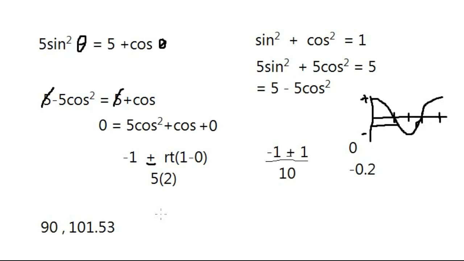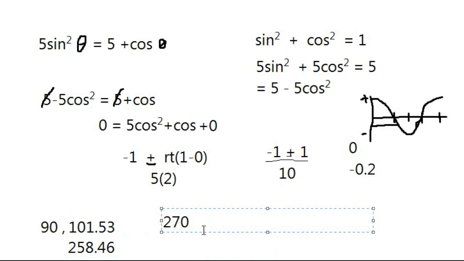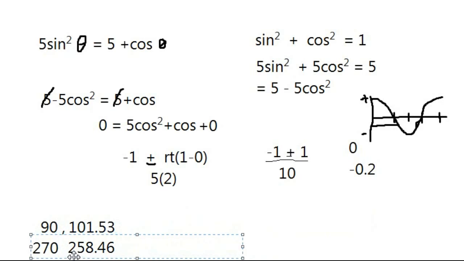So another answer to this question will be 360 subtract by that answer, which is 258.46. And another one will be opposite 90. Again, you do 360 minus 90, which gives you 270. And so you have 4 answers for this question. And that will be it for this one.